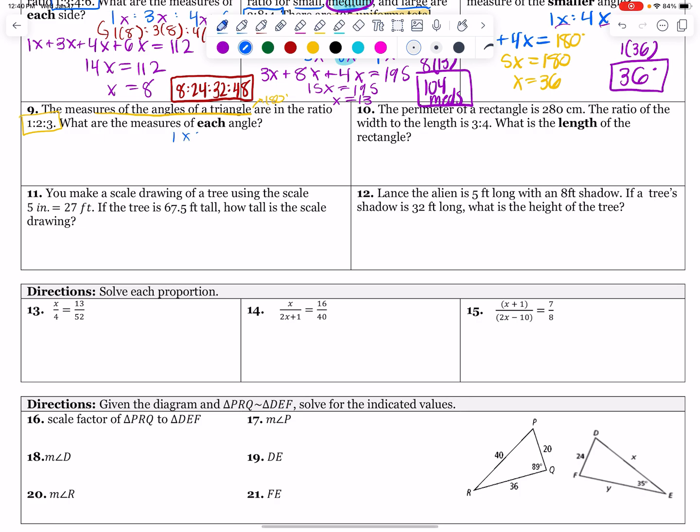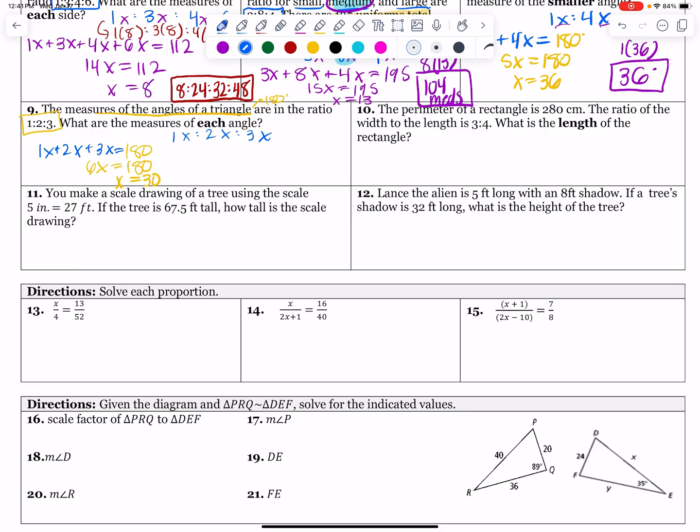So 1x to 2x to 3x. We know that that's been reduced because obviously 1 plus 2 plus 3 is not 180. But 1x plus 2x plus 3x is equal to 180. I combine those like terms and I get 6x equals 180. And so x equals, let's see, that is 30.